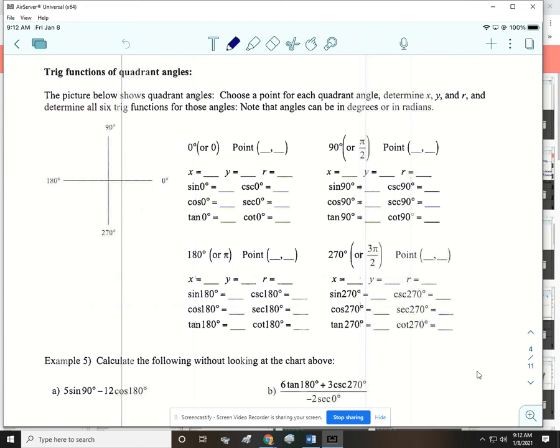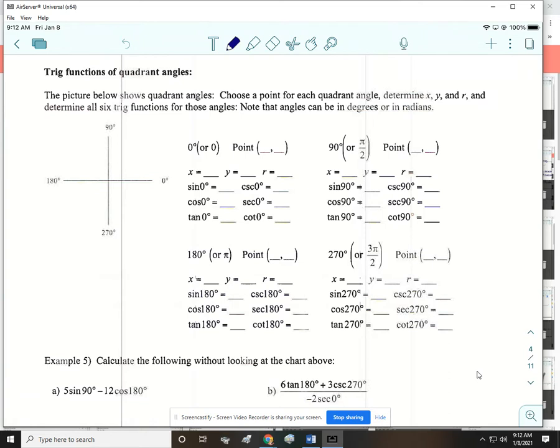All right, so we're going to keep working in the second trig packet. And Friday's assignment kind of got you ready for what we're going to do today. But I'll still go slow in case Friday you got a little confused about what was going on. The first thing we're going to do today is find the 6 trig ratios of the quadrant angles.